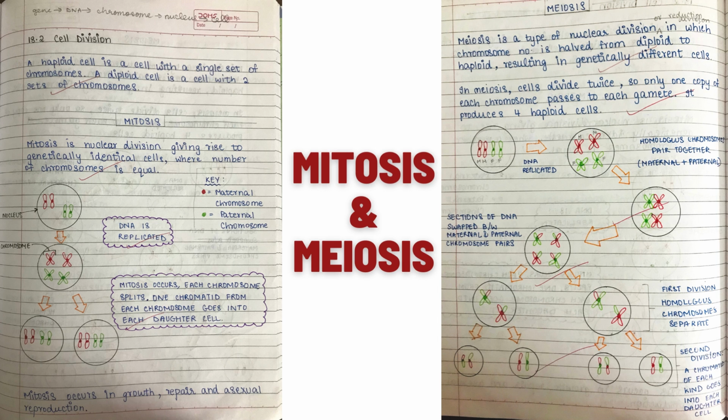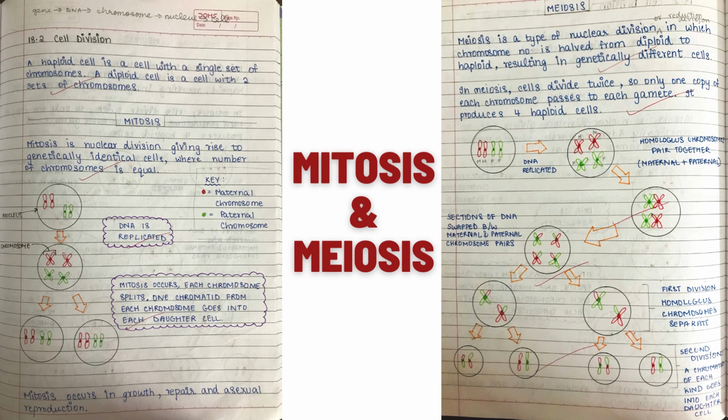Moving on to meiosis. Meiosis is reduction division, which halves the chromosome number from diploid to haploid, resulting in 4 genetically different cells. So in meiosis, the cells divide twice, so only one copy of each chromosome passes to each gamete. This produces 4 haploid daughter cells.